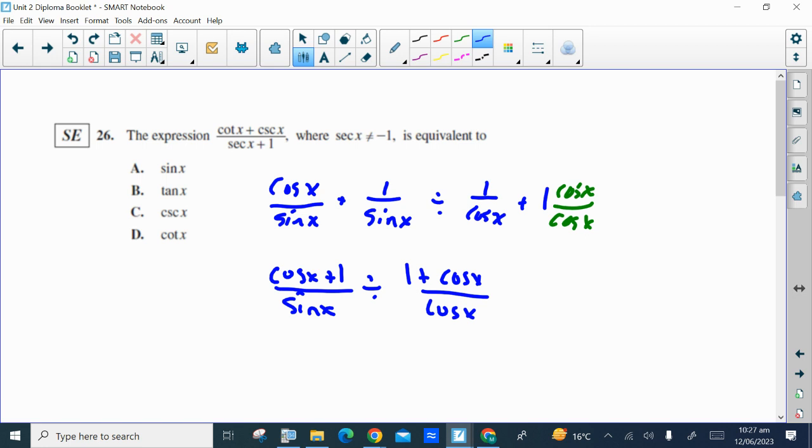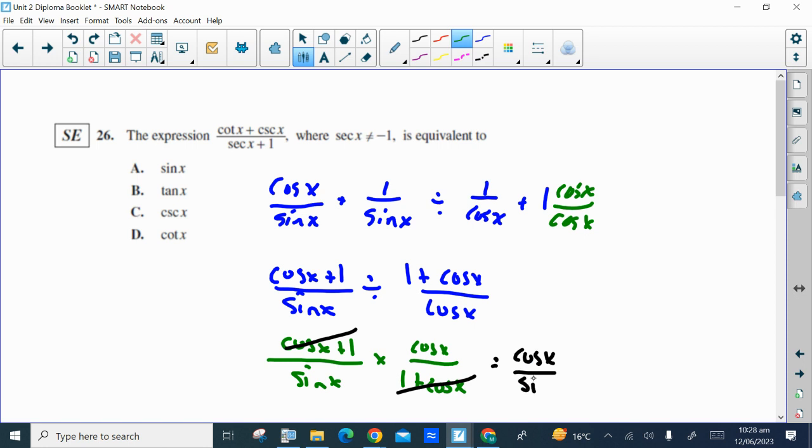And if we look back at what our four choices are, you can see that you need to break this down into a single term. To divide fractions, we multiply by the reciprocal, so that would be my next step. And then the cos x plus 1 and the 1 plus cos x are the same thing. Same two terms. They're all positive, so they cancel. And we are left with cos over sine, which equals cotan x. And that's why D is the correct answer.